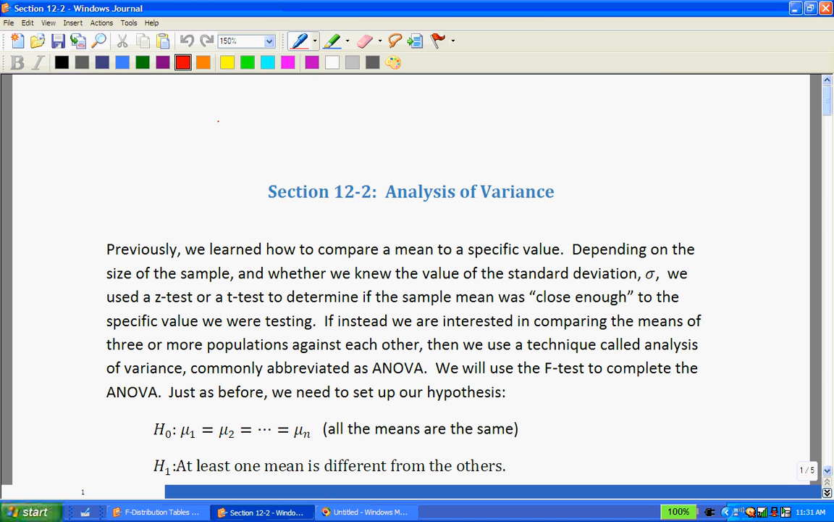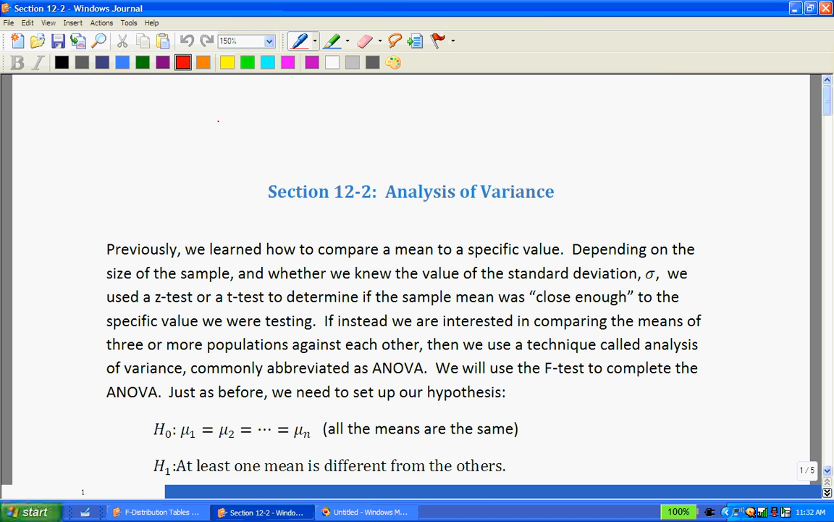Depending on the size of the sample and whether we knew the value of the standard deviation sigma, we used a z-test or a t-test to determine if the sample mean was close enough to the specific value we were testing. If instead we are interested in comparing the means of 3 or more populations against each other, then we use a completely different technique called analysis of variance, commonly abbreviated as ANOVA. So the AN for analysis, O for VA for variance, ANOVA.